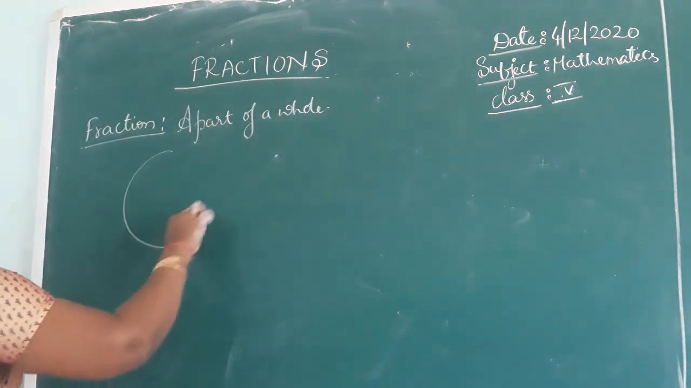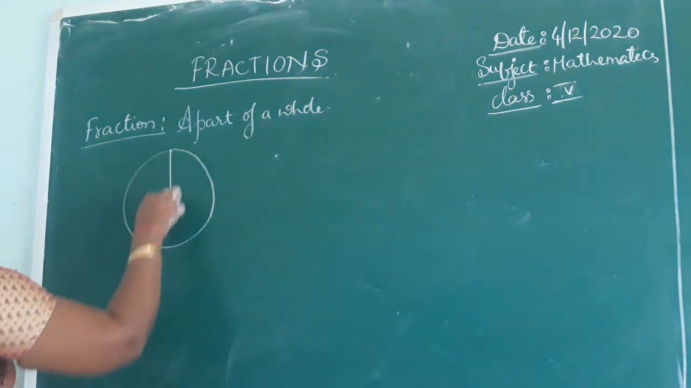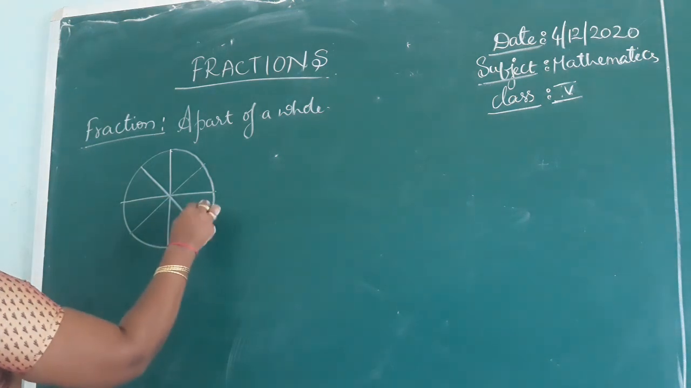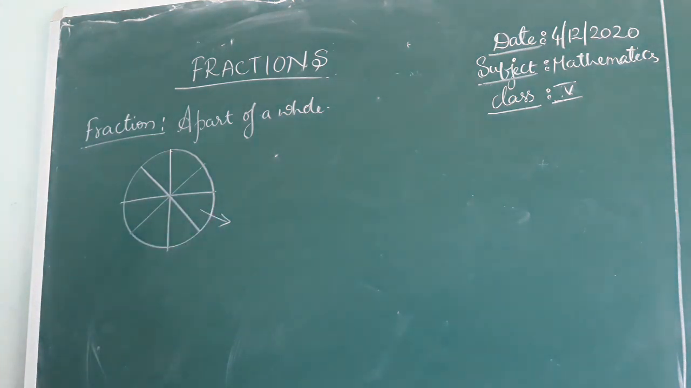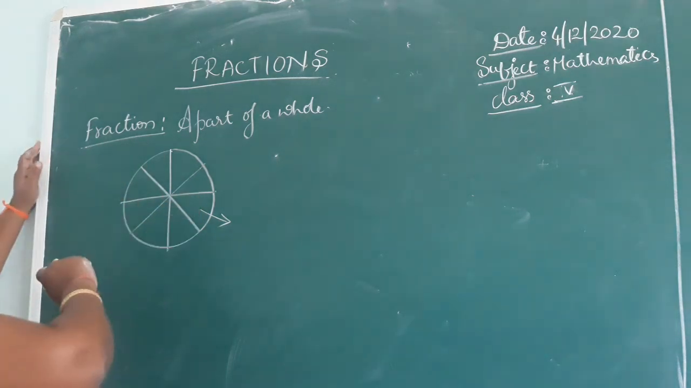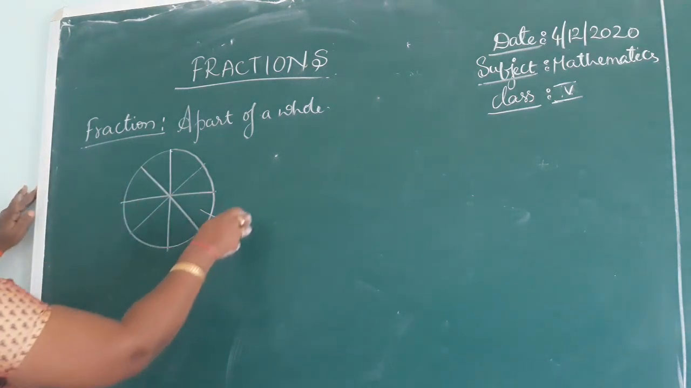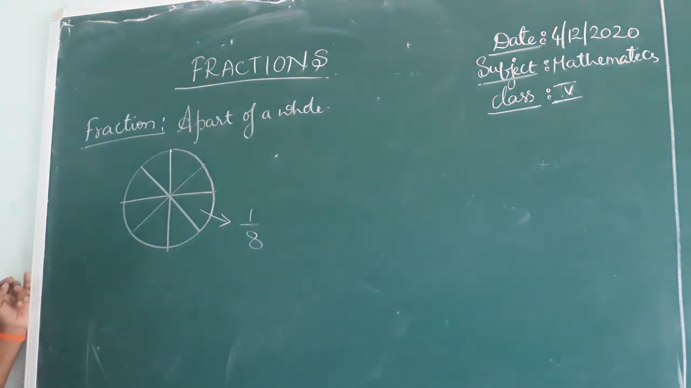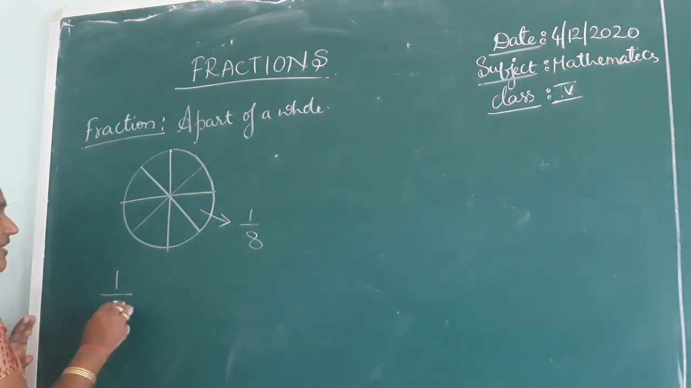For example, I took a circle and divided this circle into 8 equal parts. Here I divided this total whole into 8 equal parts. Each part is called 1 by 8 part. This 1 by 8 is called a fraction.